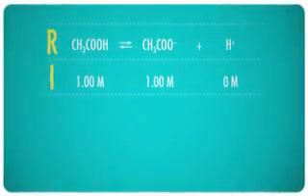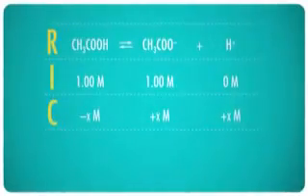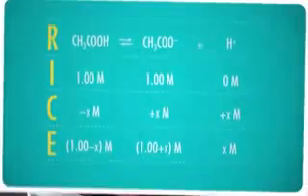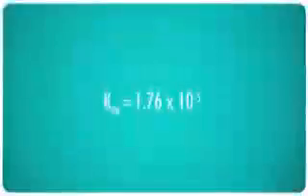We don't know how much the concentrations will change, C, so we call it X. The acid loses X, and both ions gain X. So our concentrations at equilibrium, E, are 1 minus X, 1 plus X, and simply X, in that order. Now just put the numbers into the equilibrium formula, 1.76 times 10 to the negative 5th.